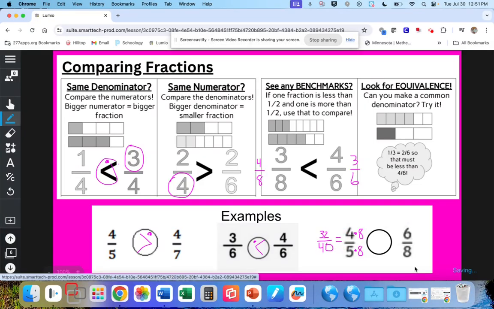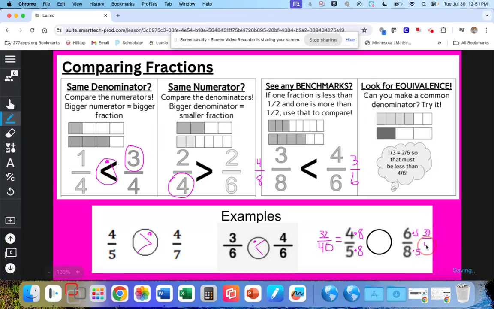We're going to do the same to the other side. We want to make this bottom number 40. So we're going to do 8 times 5. And what we do to the bottom, we do to the top to create equivalent fractions. So we're going to get 30/40.